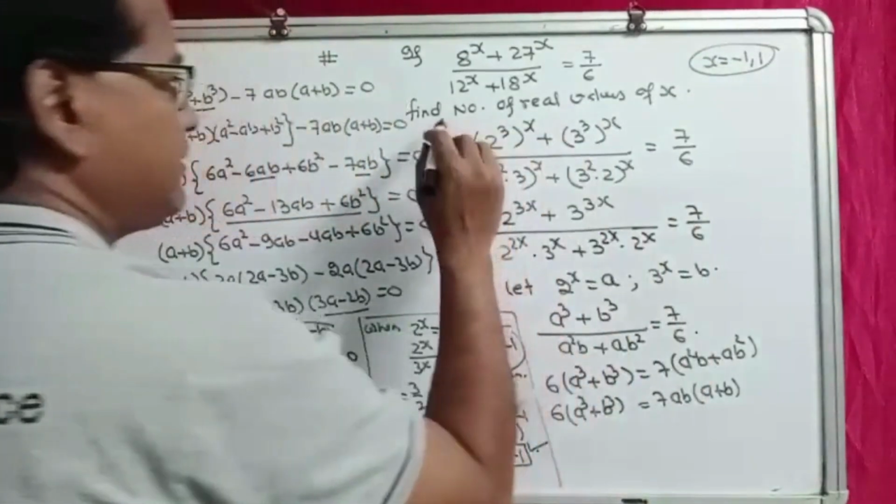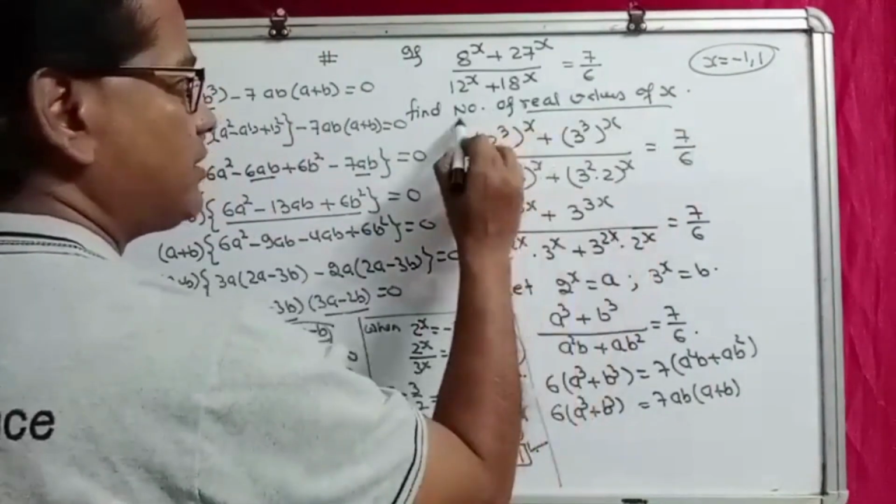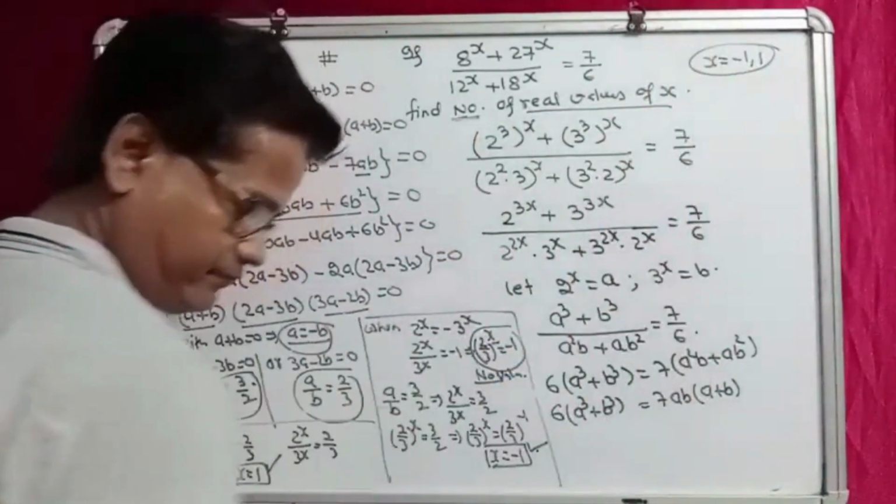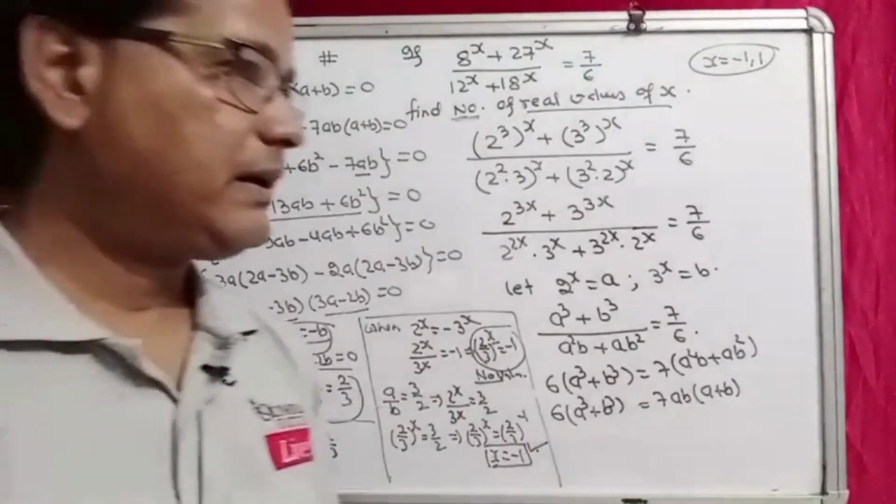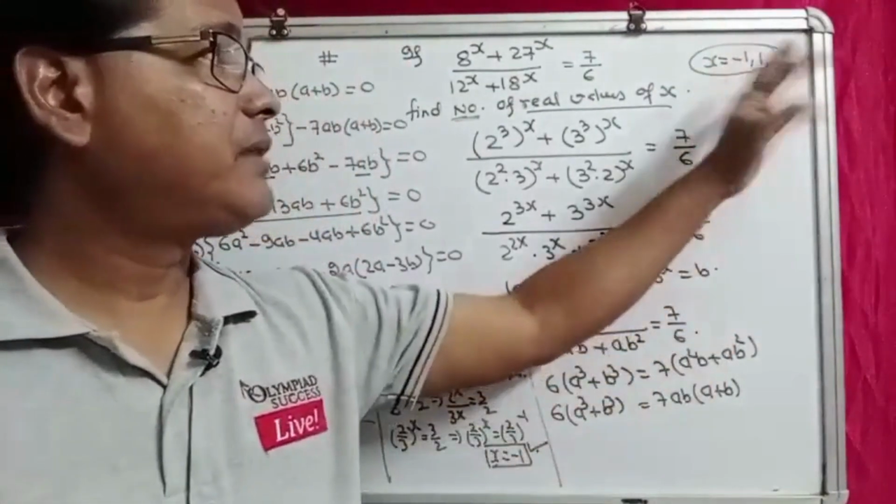And in the question it is asking to find the number of real values of x. So the answer would be 2. And if it is asking about the values of x, then minus 1 and plus 1.